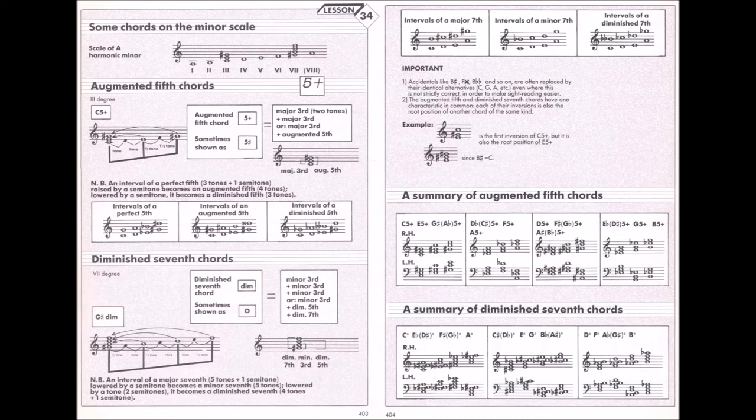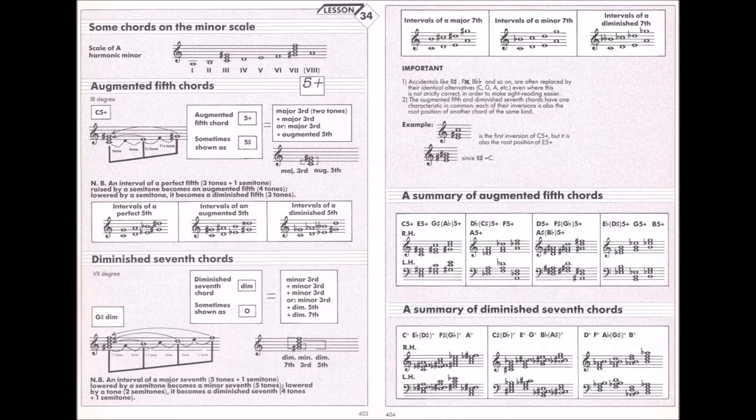This chord consists of three minor thirds, or to put it another way, a minor third, a diminished fifth, and a diminished seventh. Let's hear an example. Just as there are three types of interval of a fifth, so there are three intervals of a seventh: the major seventh, the minor seventh, and the diminished seventh. Examples of these intervals are given at the top of page 404.